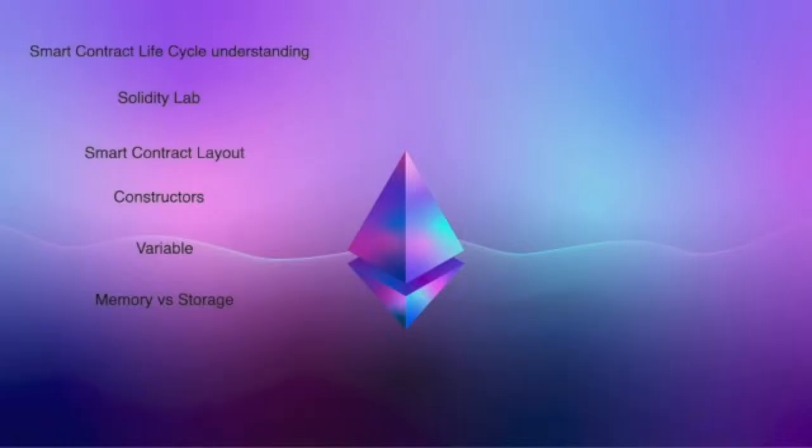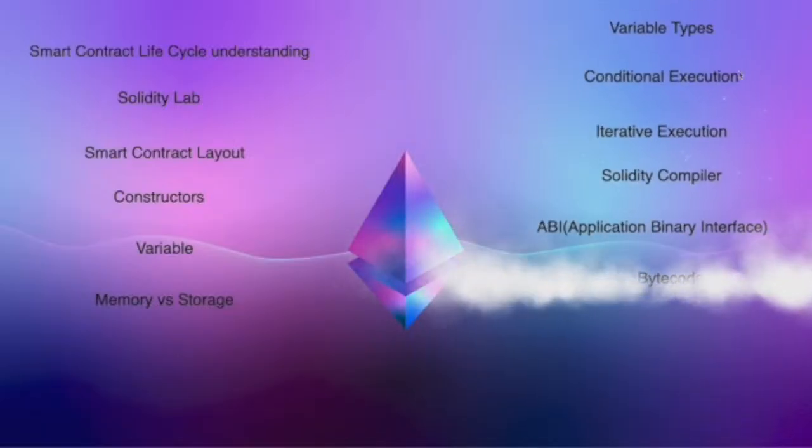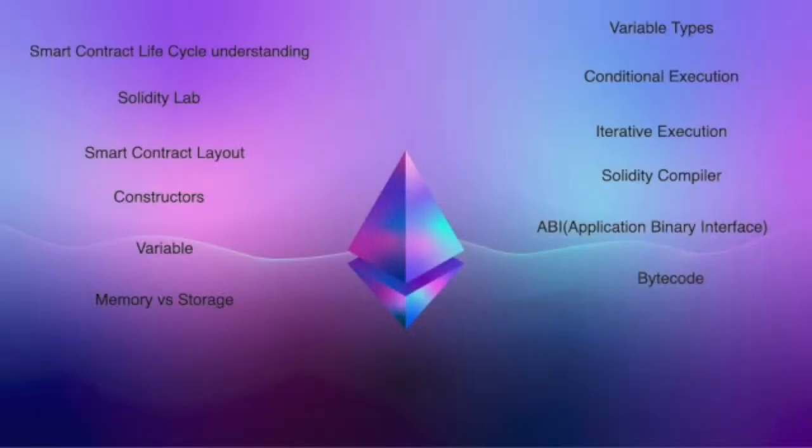After that, we are going to learn about its layout, what a constructor is, what a variable is, and the difference between memory and storage. We are also going to learn the variable types and cover conditional execution. What is conditional execution? We'll deep dive into it, no problem. And iterative execution, Solidity compile. This is important, the compilation part. I love it. And what is ABI? ABI stands for Application Binary Interface, and finally the bytecode.